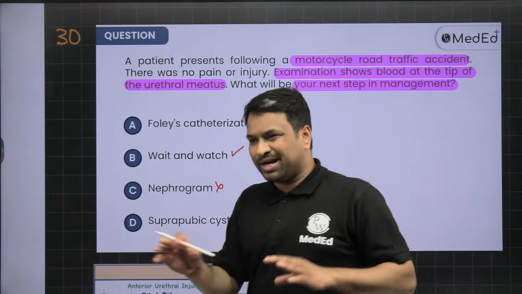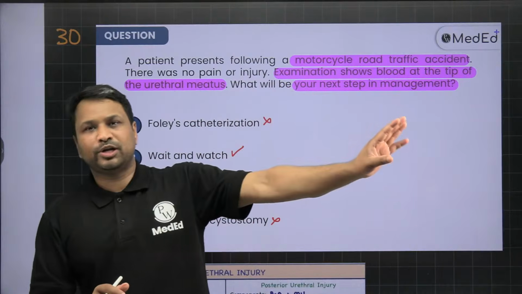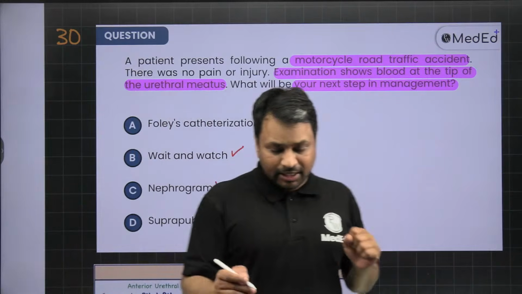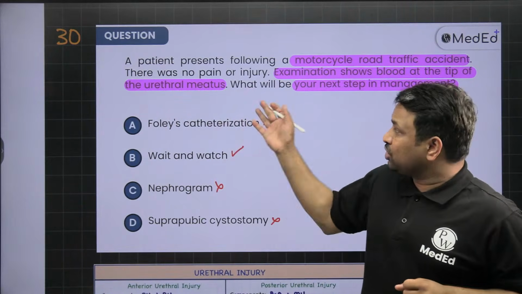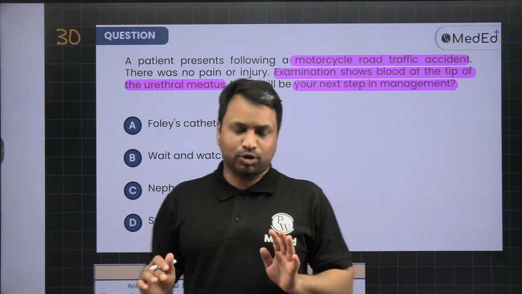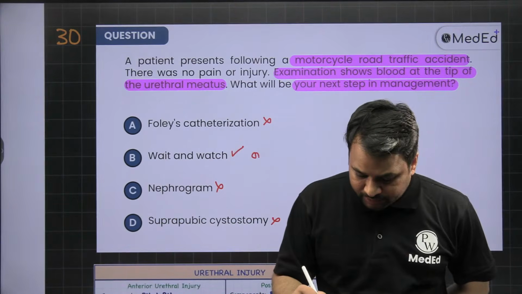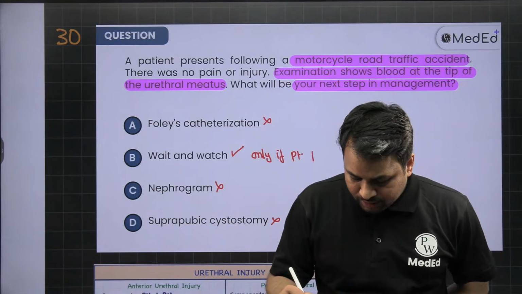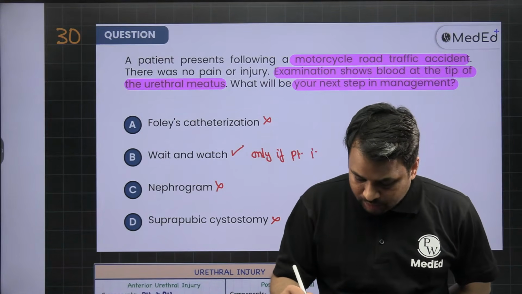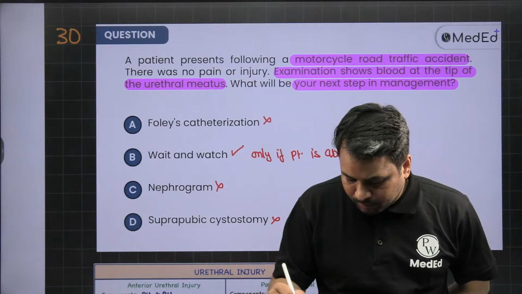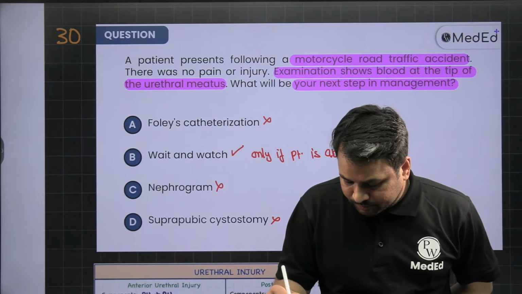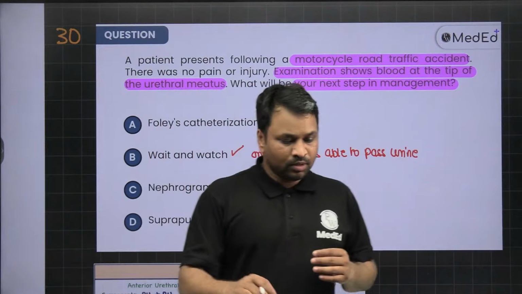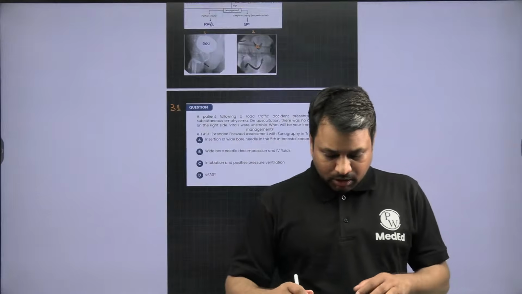If the patient is able to pass the urine without any problem, we don't need to do anything. If the patient has inability to pass urine, then you will go for intervention. Here, there is no mention of inability to pass urine, so hence you can wait and watch. So wait and watch only if the patient is able to pass urine. That's question number 30.